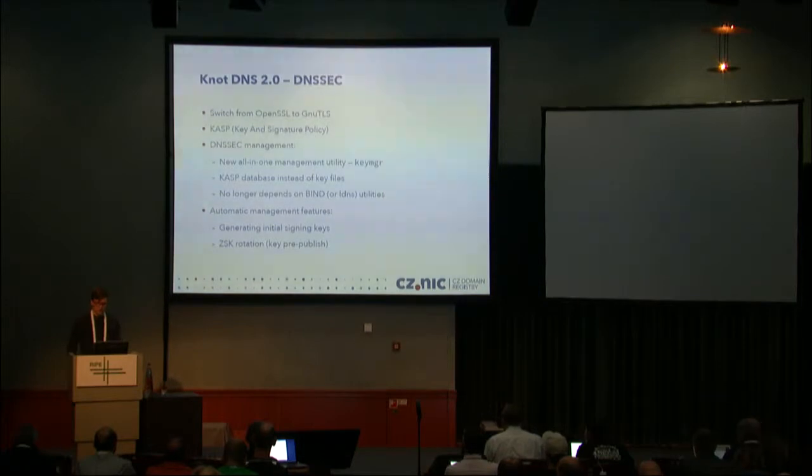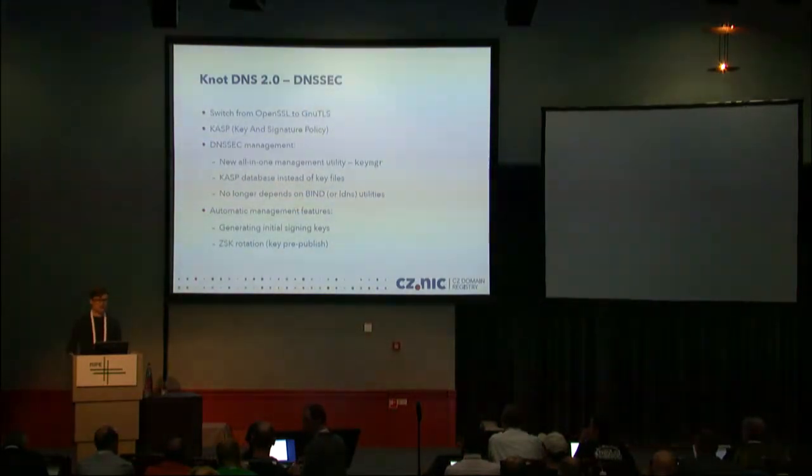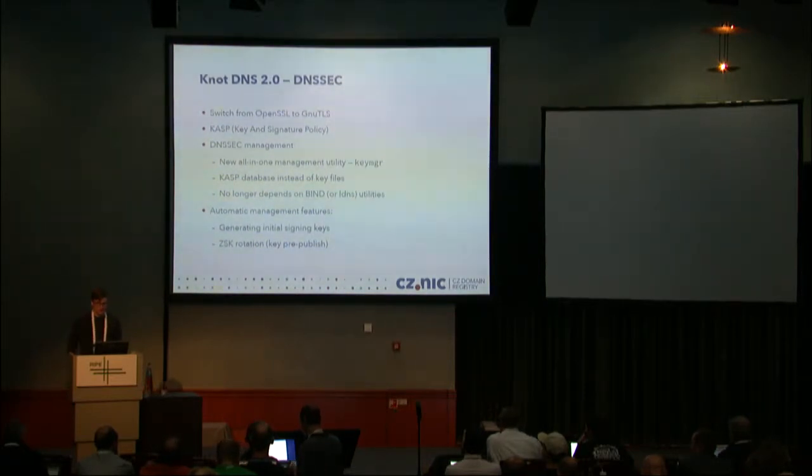With the new version, with Knot DNS 2.0, we use something called KASP, Key and Signature Policy, which is a concept which is more similar to OpenDNSSEC. Instead of generating the keys manually and setting this timing metadata manually, you just define a policy. You can say that I want to sign my zones with this algorithm, with this key size, and I want to roll the key every month or something. So this is what the key and signature policy allows.